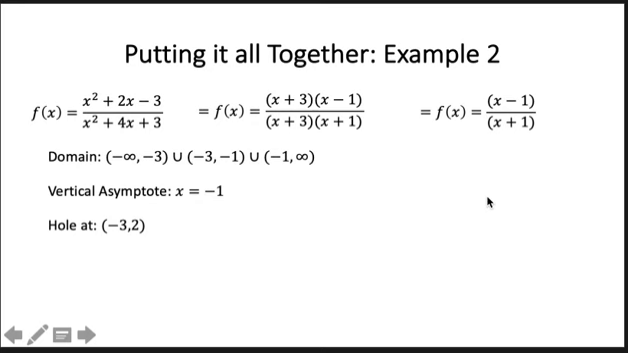The horizontal asymptote occurs at y equals 1 because you'll see, you can look either here or here.